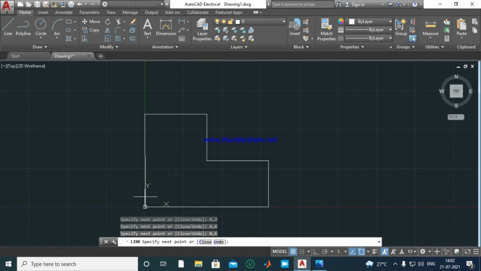Now I need to draw the line up to this point. If you use the close option, then also it will get drawn up to this point. But if you want to give the coordinates, how are you going to calculate? You know that at this point x value is 0, right? So 0 comma, what about y value?